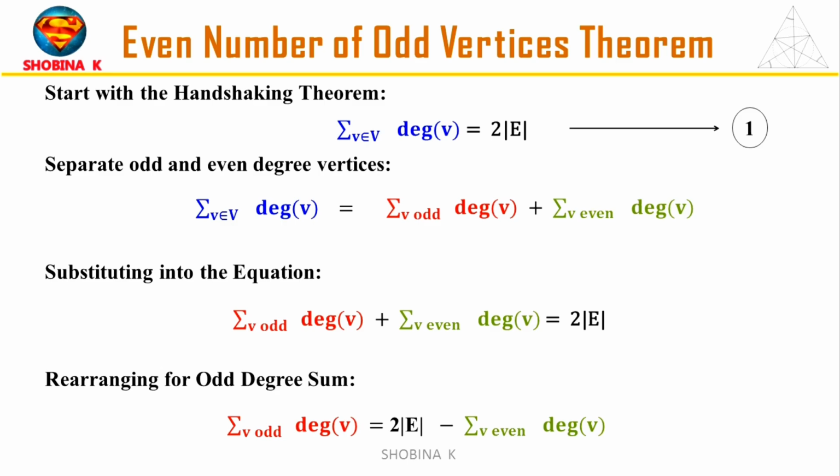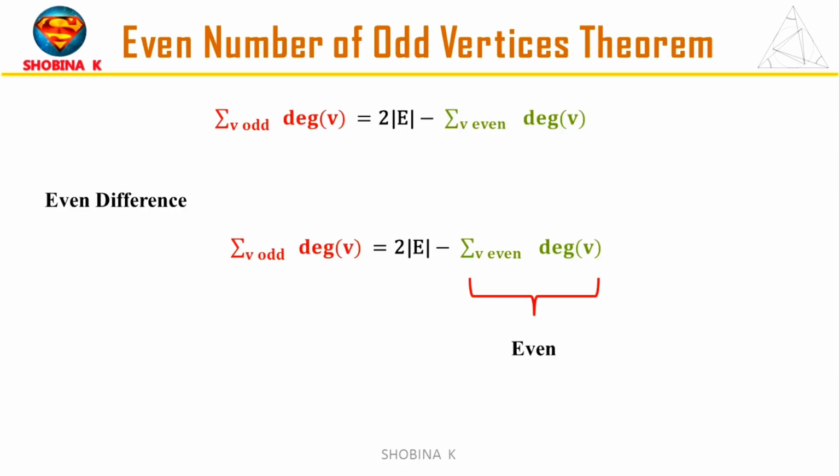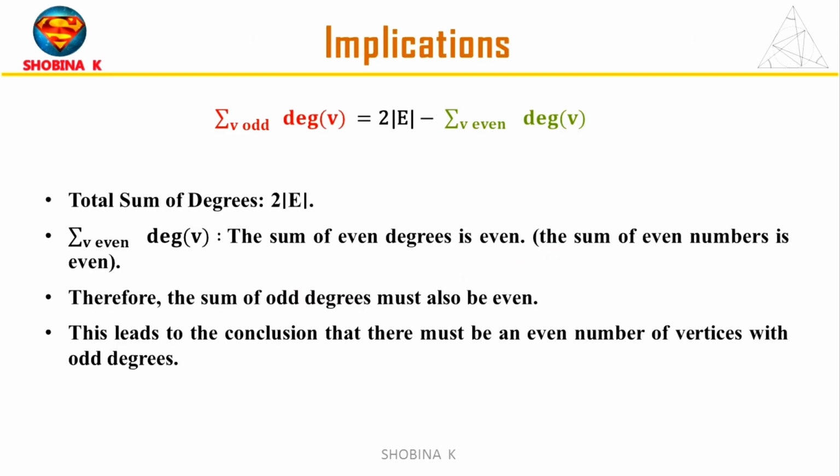Rearrange the equation to isolate the sum of odd degrees. Now understand these components. This part consists solely of even integers, since all vertices counted here have even degrees. Therefore, this sum is also even. Next, this term is always even because it counts each edge twice. Look at the right side of the equation. It is the difference between 2 even numbers, which will always be even. Since the right side is even, the left side must also be even. Even though we are summing odd numbers, the result will be even. This can only happen if there is an even number of odd degree vertices.